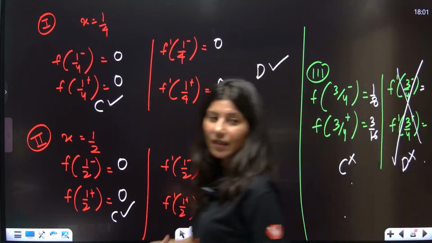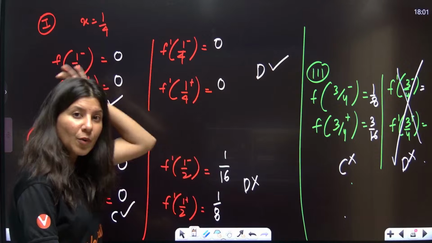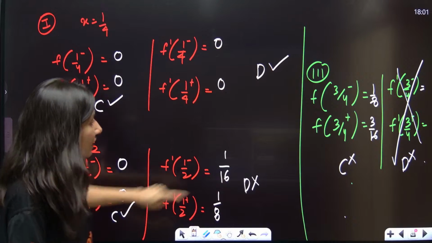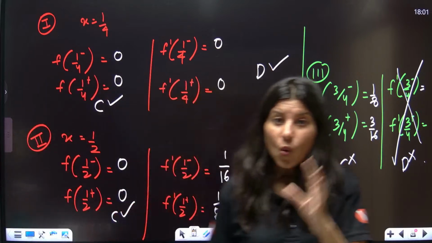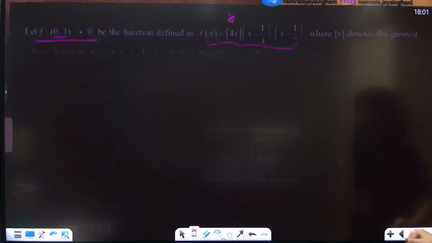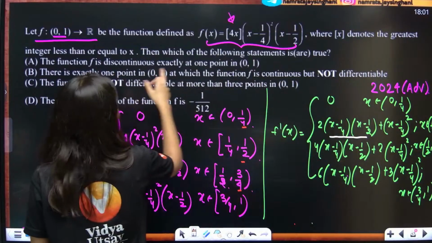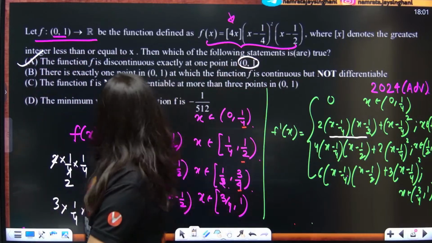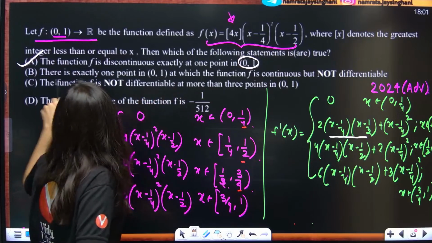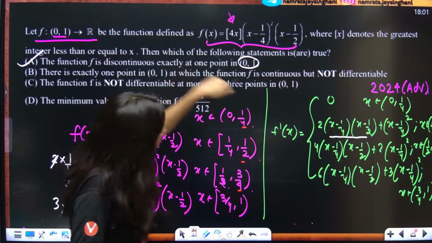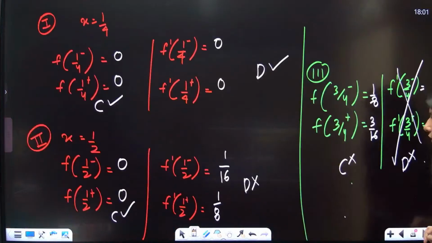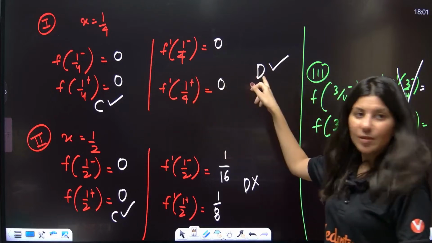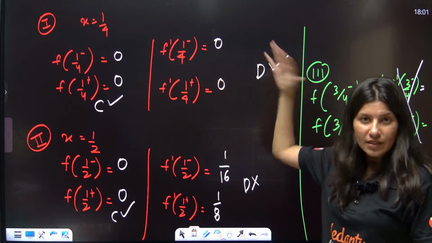Now tell me, what is happening? If I talk about the overall number of points of discontinuity, the function is continuous here and discontinuous here. So the function is discontinuous only at 3 by 4. Let me go back. The function is discontinuous exactly at one point. This is an absolutely true statement. Okay. Now if they are talking about continuity, there is exactly one point at which the function is continuous but non-differentiable. So continuity tick, differentiability not tick.